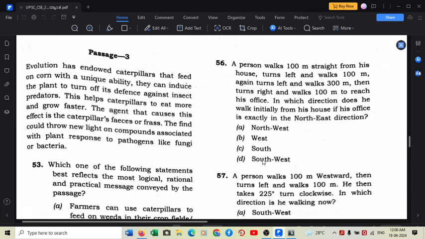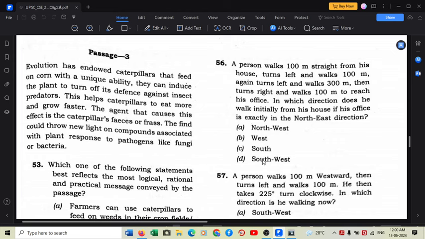Evolution has endowed caterpillars that feed on corn with a unique ability. They can induce the plant to turn off its defense against insect predators. So caterpillars definitely have a negative impact on plants, because the plant's defense is compromised because of the caterpillars' ability. This helps caterpillars to eat more and grow faster. The agent that causes this effect is the caterpillar's feces or frass.